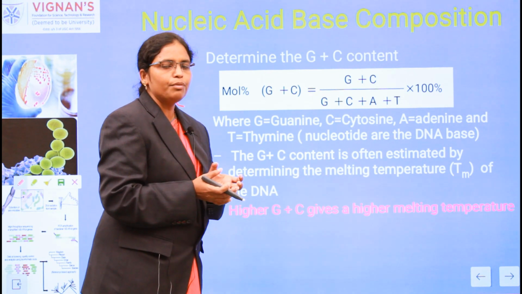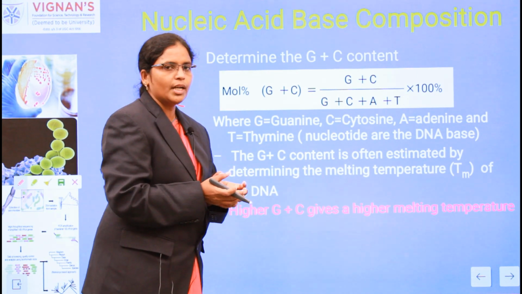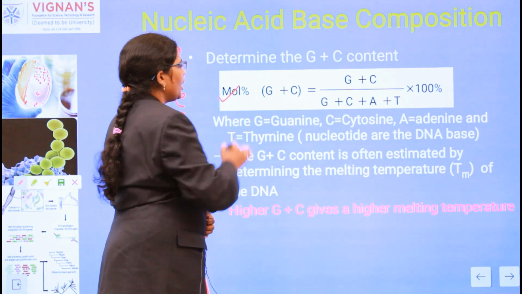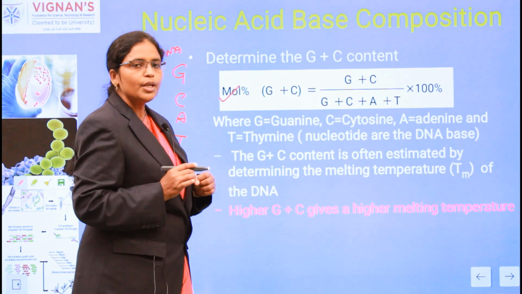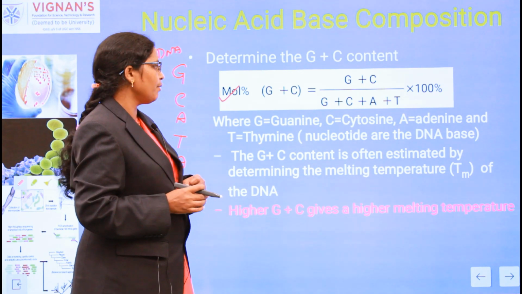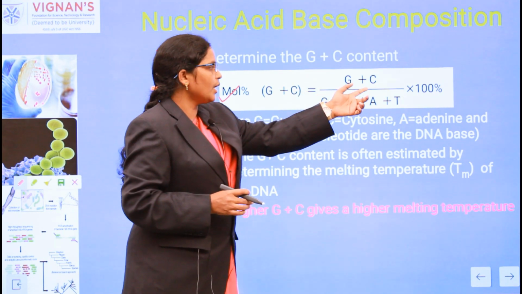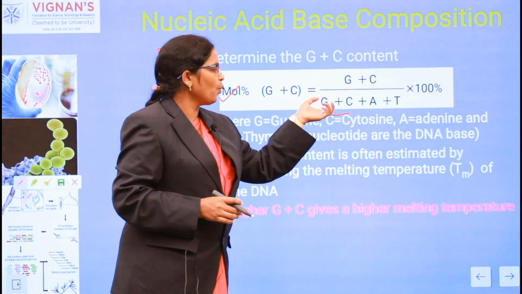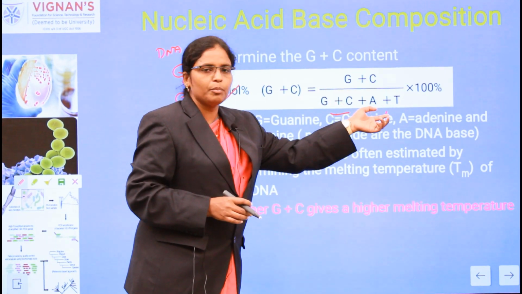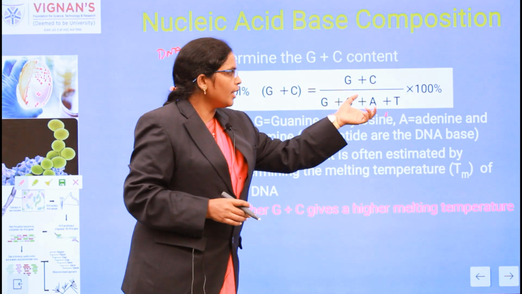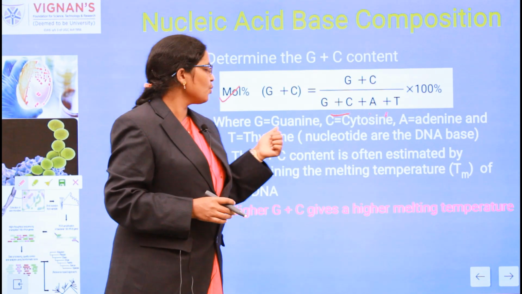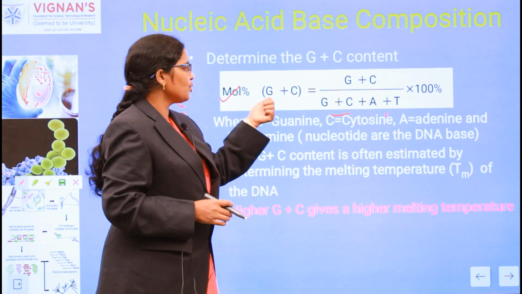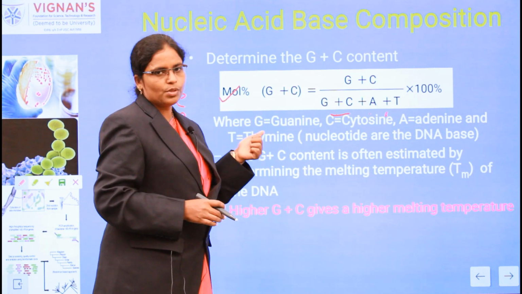How much guanine and cytosine content is present inside the genetic material? This is the formula used for calculating the nucleic acid base composition: guanine plus cytosine content divided by total nucleotides, that is guanine, cytosine, adenine and thymine, so total content, into 100. This gives the nucleic acid base composition percentage of guanine and cytosine.